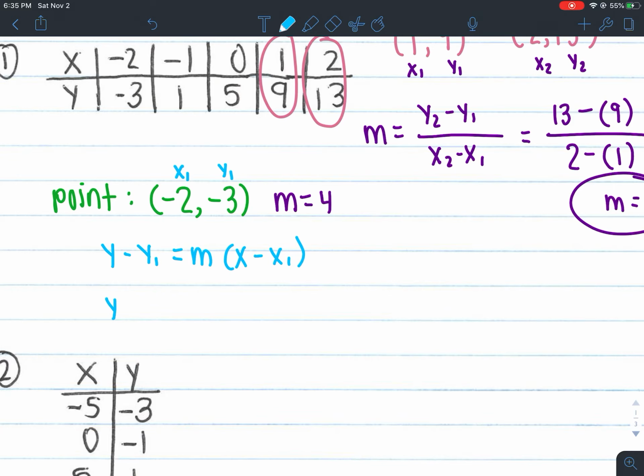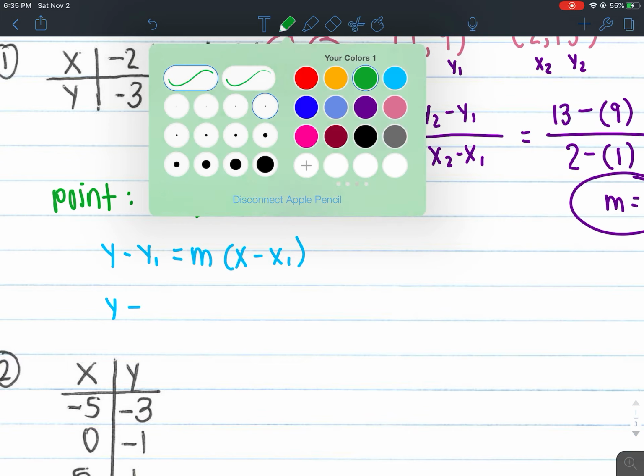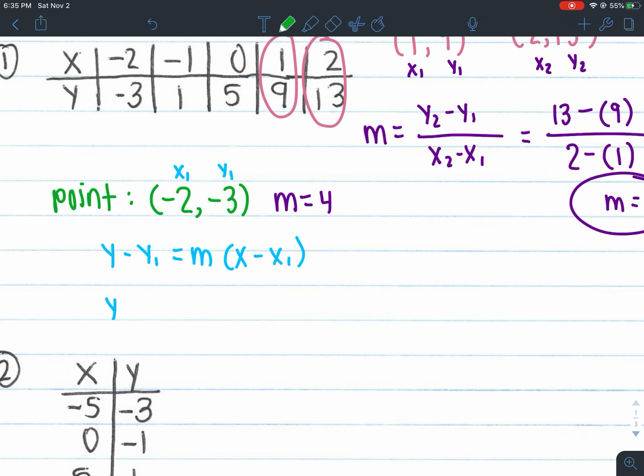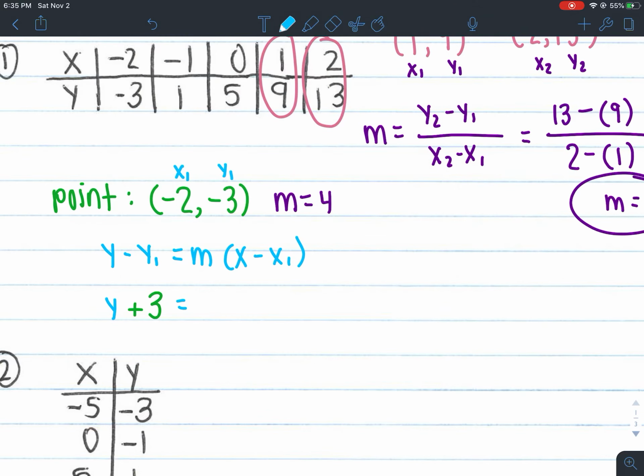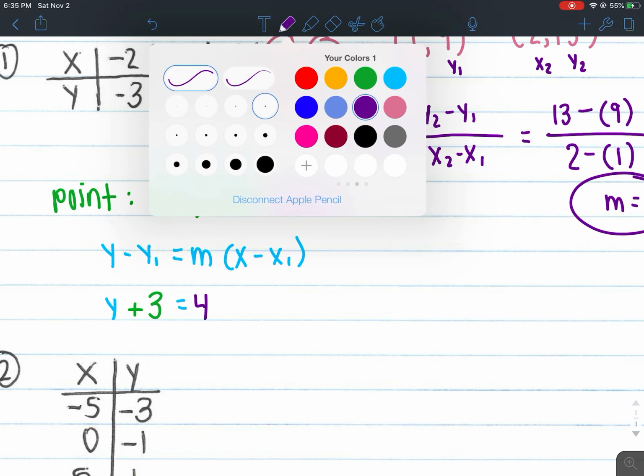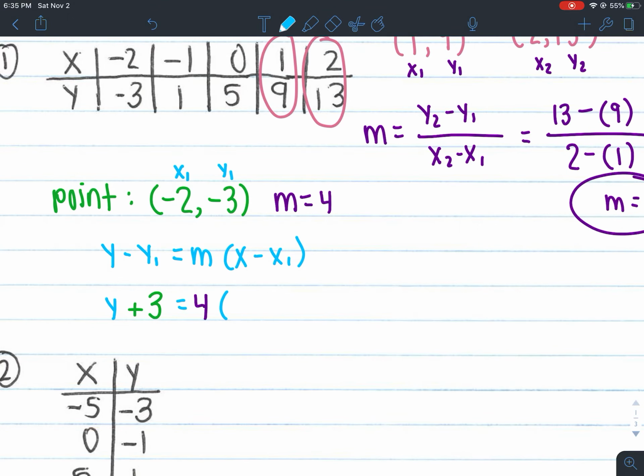But the special thing about point-slope form is that when I plug in the points, the signs are opposite. So instead of writing down a -3, I'm going to put down a +3. Okay? Equals my m. My m means slope, and my slope for this problem was 4. And then my open parentheses, x, and then I have minus x1. Well, my x1 in this problem was -2, but when I plug it in, it's going to be +2.